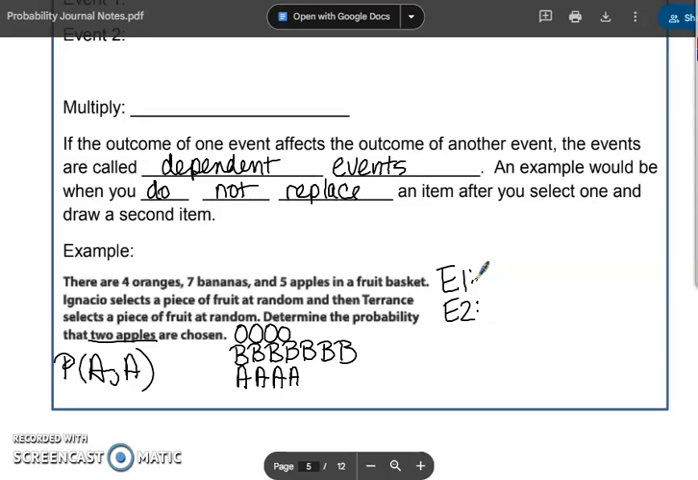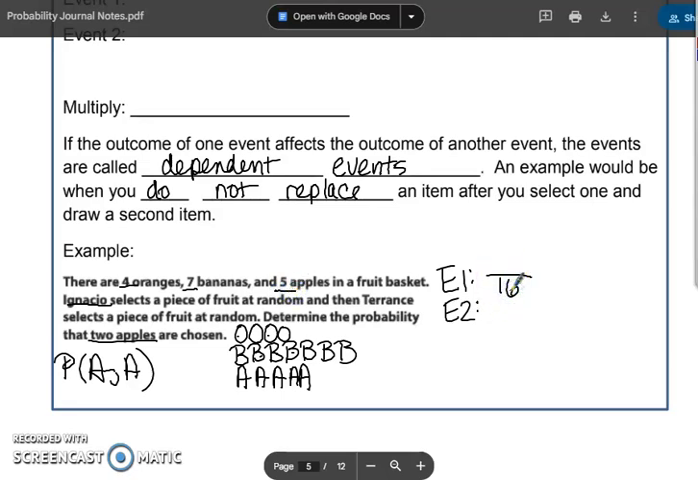So it says Ignacio selects a piece of fruit. So Ignacio, it says he wants an apple because we want 2 apples. Okay. So Ignacio selects a fruit. Oh, I messed up. I didn't put 5 apples there. Okay. So remember the first thing we want is a total. So I have 1, 2, 3, 4, 5, 6, 7, 8, 9, 10, 11, 12, 13, 14, 15, 16. Or I can say 4 plus 7 plus 5, which is 16.